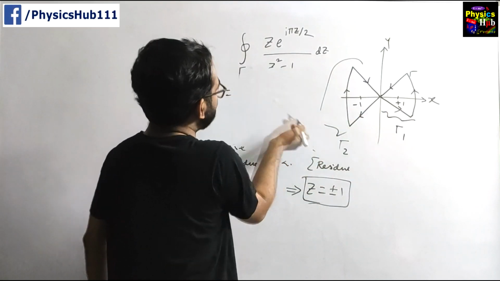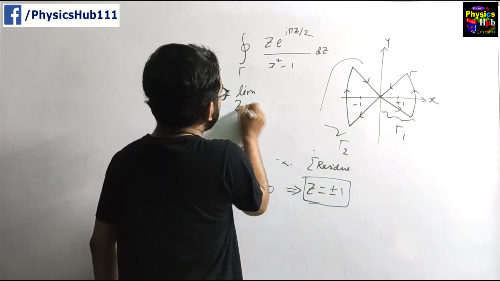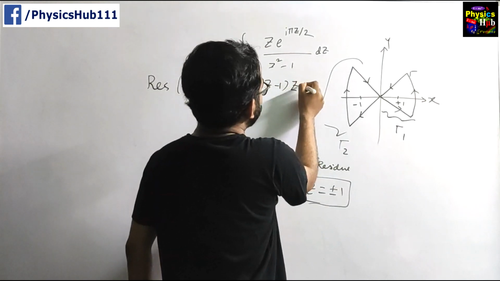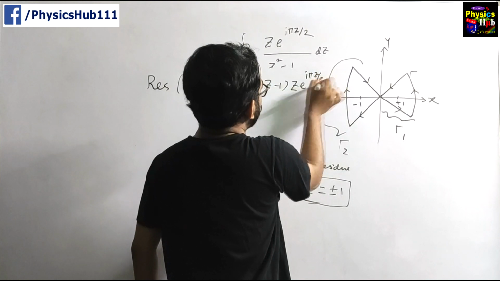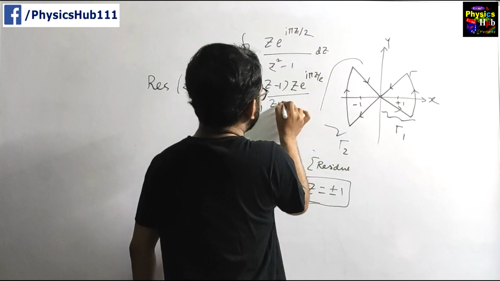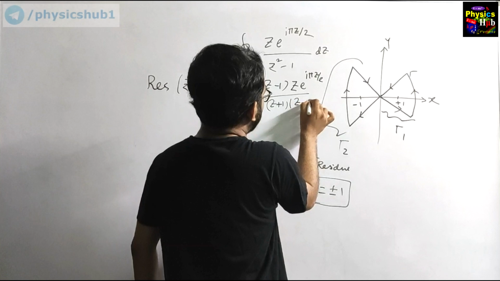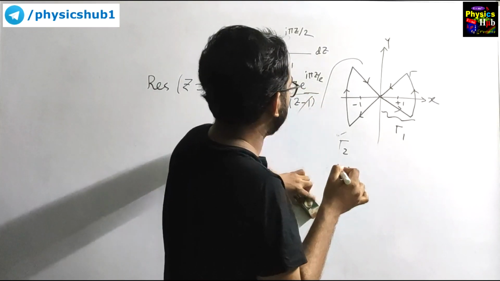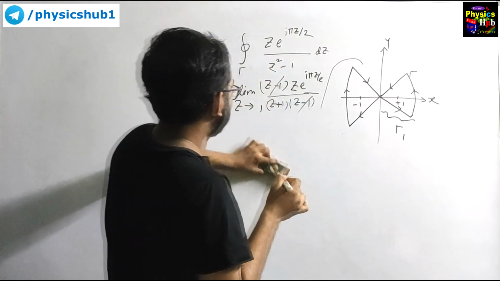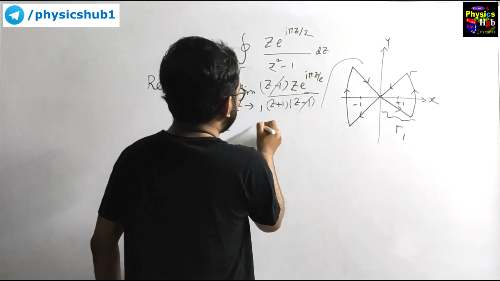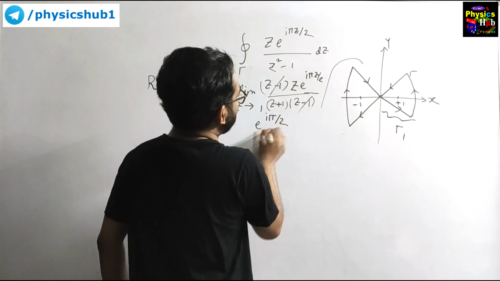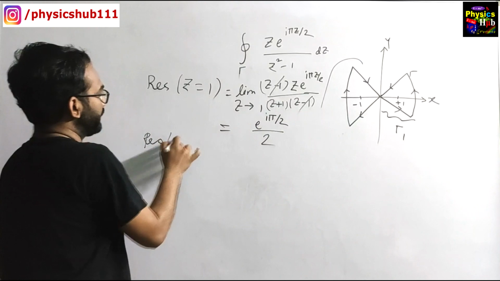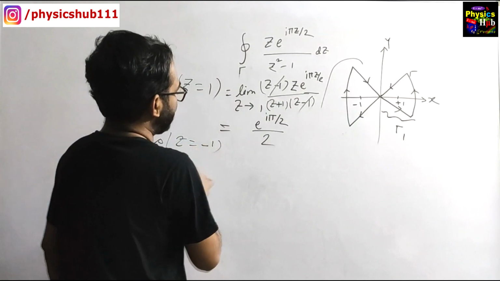So what is the residue? It's a simple pole, so limit z tends to 1 of z minus 1 times f of z. f of z is z e to the power i pi z by 2 divided by z plus 1 into z minus 1. The z minus 1 terms get cancelled, and if you put z equals 1 here, you get e to the power i pi by 2 divided by 2.